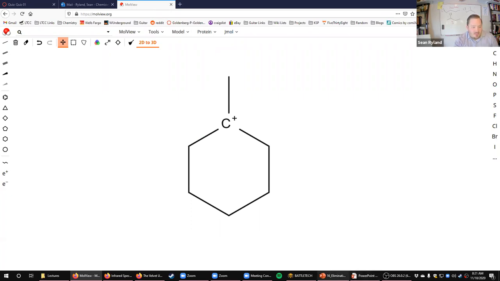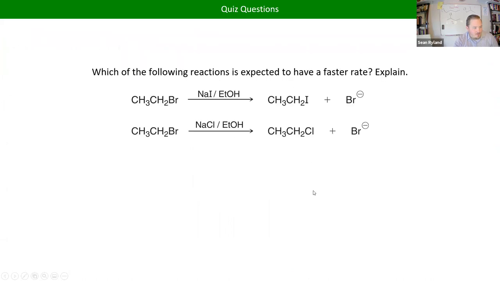All right. And then question 3. You guys, for the most part, identified the proper reaction here. I didn't get a good explanation from very many of you because most of you just said, well, iodide's a better nucleophile than chloride. But that's not always the case. Iodide is only a better nucleophile if you're in a protic solvent. And so the fact that this was being done in ethanol as your solvent is what made iodide the better nucleophile.